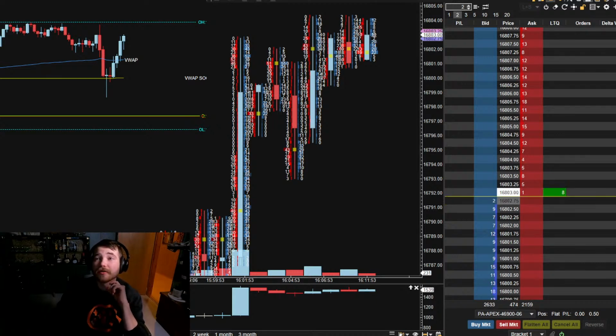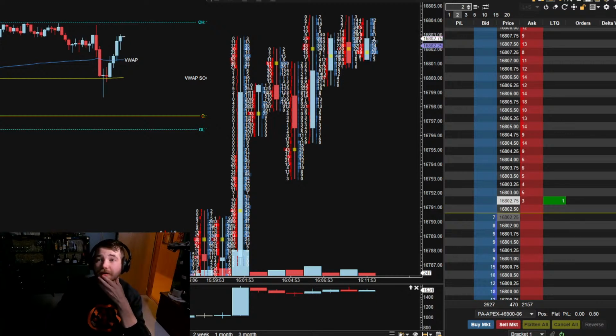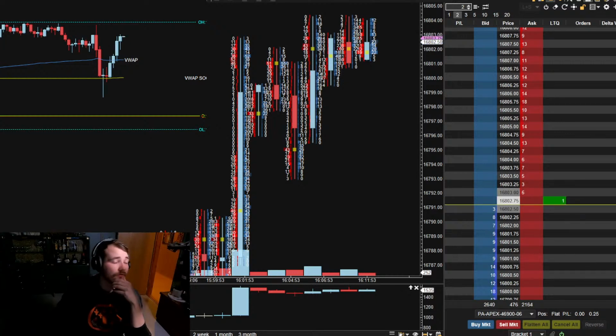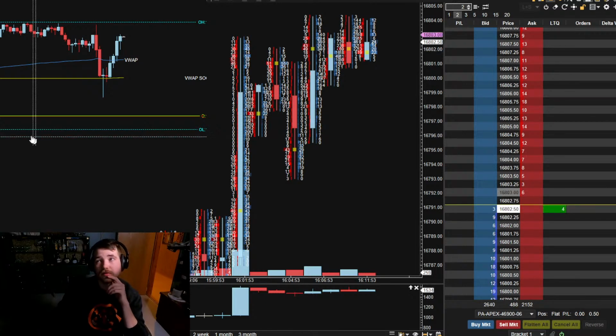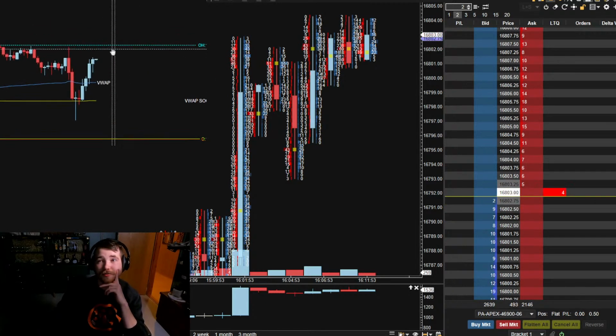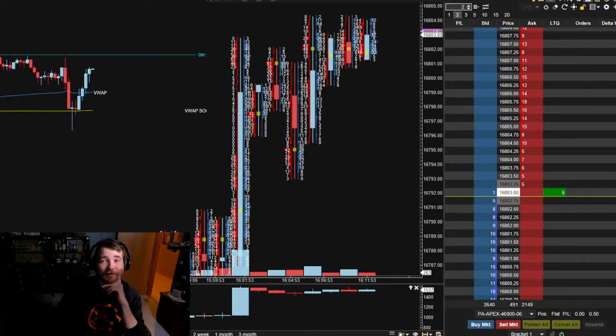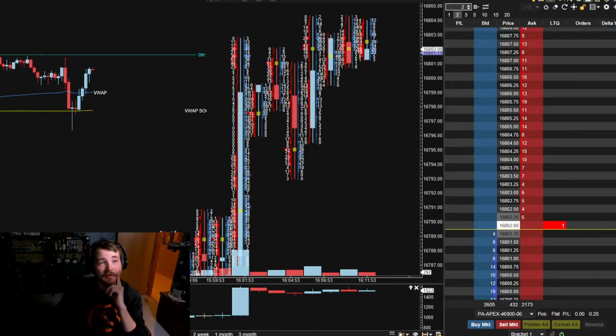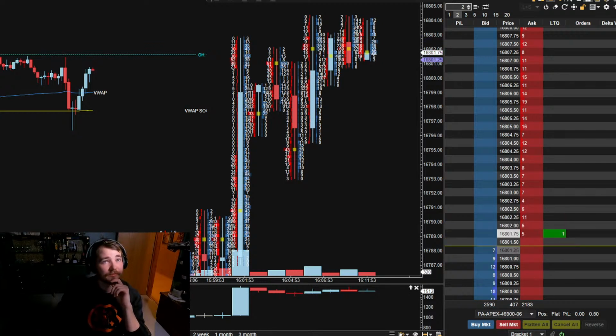On ES we are trading a little bit above previous close, and so are we on NQ. NQ is above VWAP, and ES is below VWAP. That's gonna be interesting to see what the day brings today.